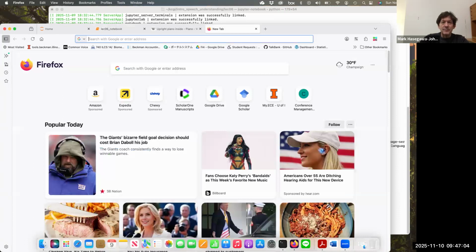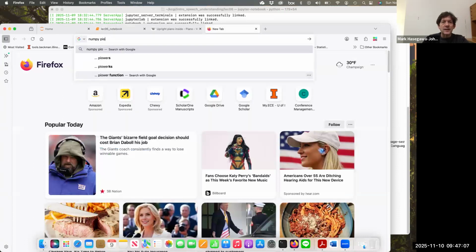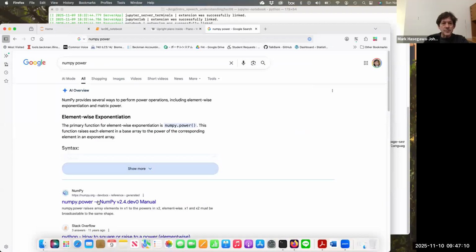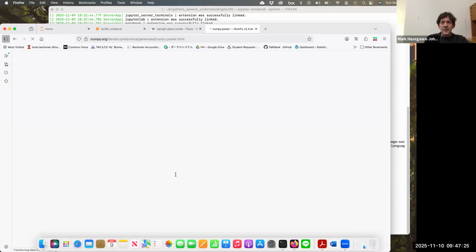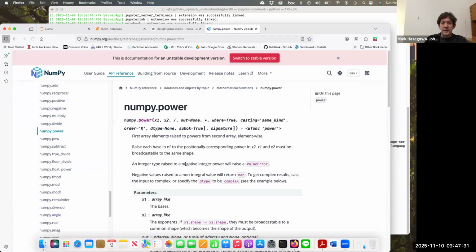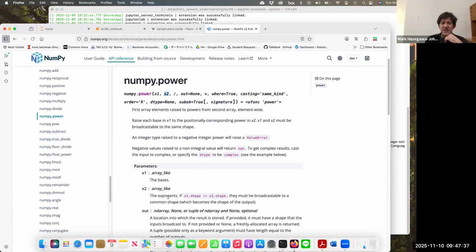Let's look up NumPy power. NumPy power is a function that takes x1 and raises it to the x2 power. Either x1 or x2 can be array-like, or they can both be array-like if they have the same length. And then it will generate an output, which is x1 raised to the x2 power. In this case, I'm going to take 2 and raise it to the 1/12th power.